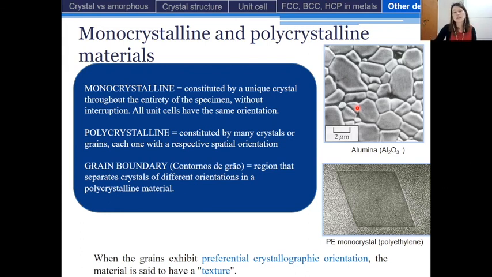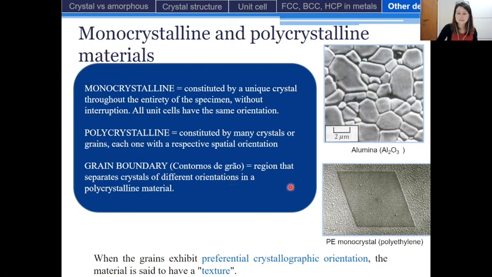And the last definition right here is the grain boundary, or contornos de grão in Portuguese, which is a region that separates crystals of different orientation in a polycrystalline material. So in this alumina sample, the grain boundary will be these dark lines that in fact separate these grains, okay?